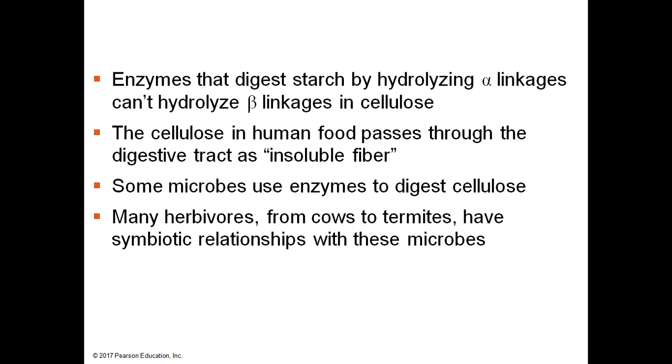Some microbes use enzymes to digest the cellulose, and many herbivores, like cows and termites that eat grasses and hays, have a symbiotic relationship with these microbes, and thus they're able to break down the grasses that they eat and derive energy from them, whereas we cannot because we do not have those microbes.